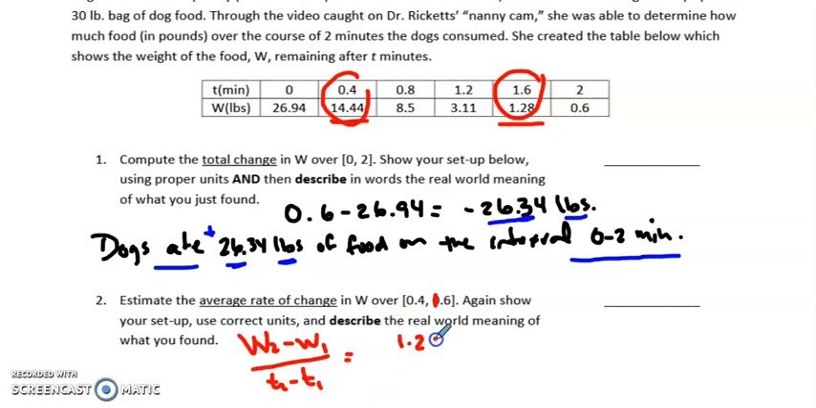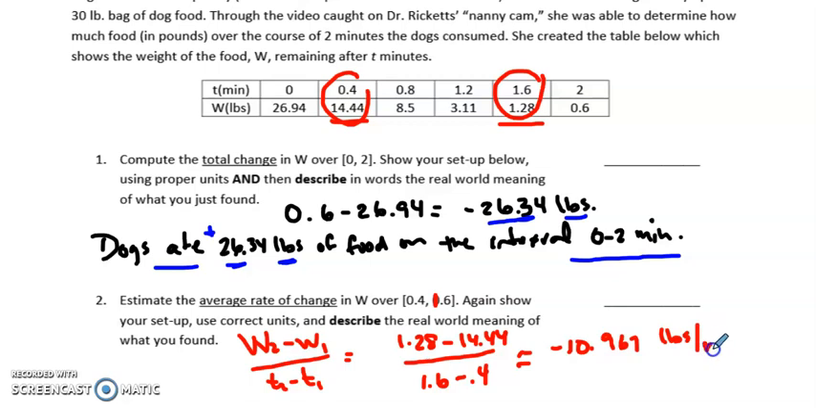So the setup is going to be 1.28 minus 14.44 divided by 1.6 minus 0.4. Then you can work this out in your calculator and you'll find out that this is approximately negative 10.967, and your units will be pounds per minute. And the units come from the change in W, which has got to be in pounds, because those are the units of W, divided by the change in T, which is in minutes. So that's how we get pounds per minute.